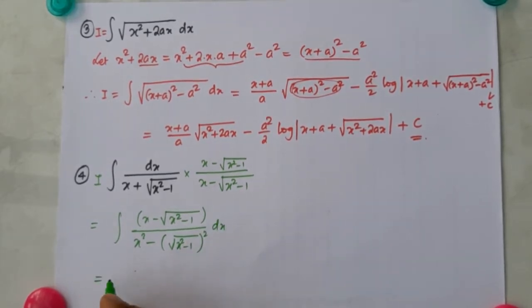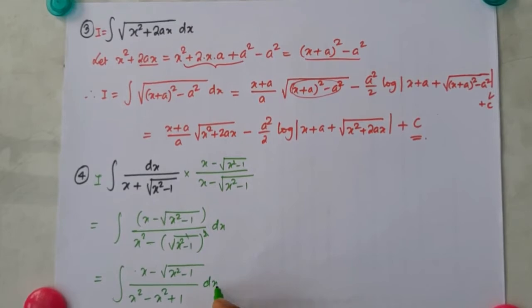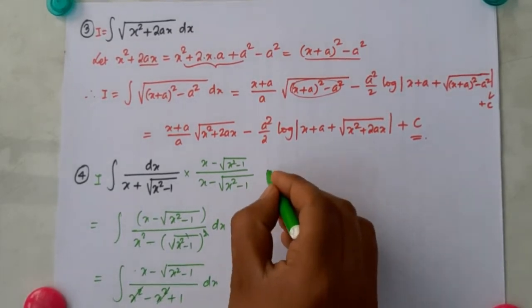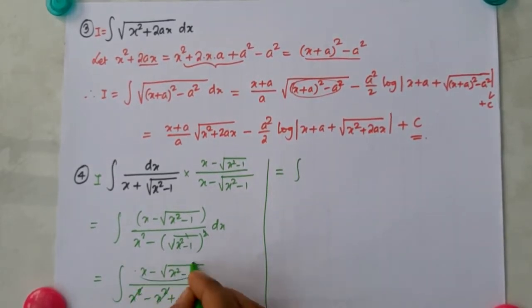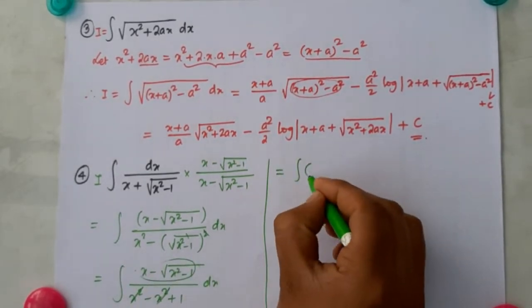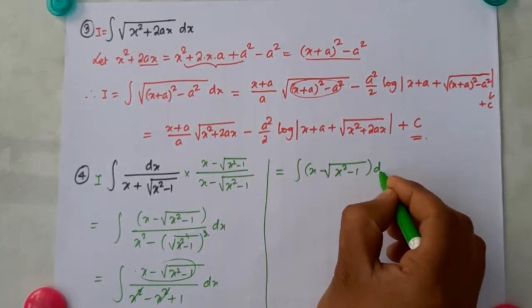Okay, so let's simplify this. In the numerator we have x minus root over x square minus 1. In the denominator we get x square minus this, and this gets cancelled, so we have a minus sign outside, so it becomes x square plus 1 dx. The 2 gets cancelled, so this is equal to the square root of this by 1, which means x minus square root of x square minus 1 dx, isn't it?